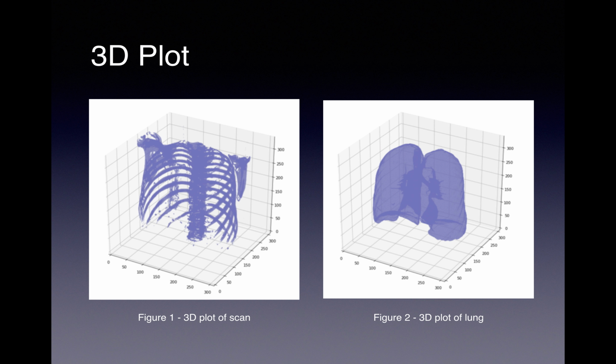To give a more direct sense of our data, we plot the raw data and the processed data. As shown in the slide, the left part is the 3D plot of the raw data scan. The right one is the image after processing. It is clear that the lung part has been extracted, so we have less noise and fewer outliers.